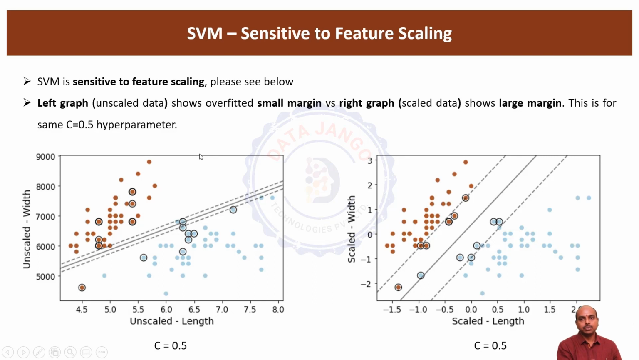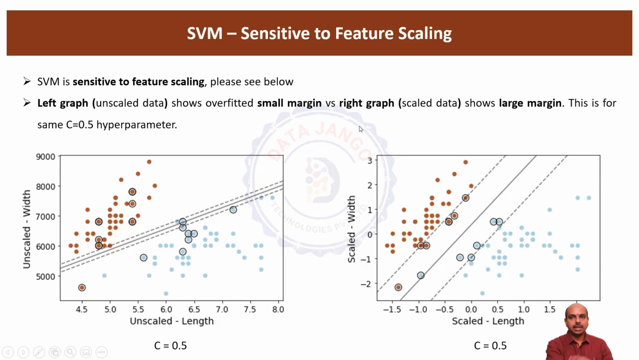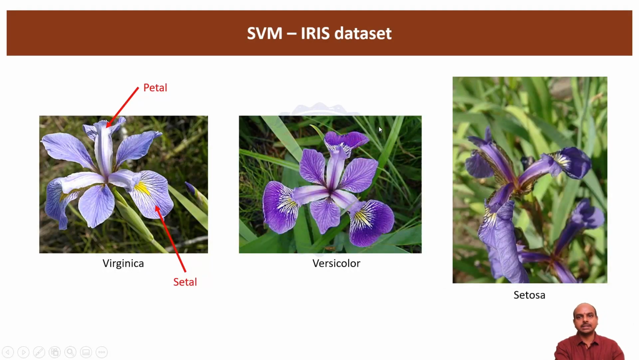So when you are applying SVM, you need to make sure that the data is scaled. Always make sure the data is scaled. When data is scaled, the algorithm performs well, and you can play with the hyperparameter C and make the model even better. So that is the sensitivity related to feature scaling. In the next session, we will look at an exercise or coding example using SVM on the iris dataset. Thank you.